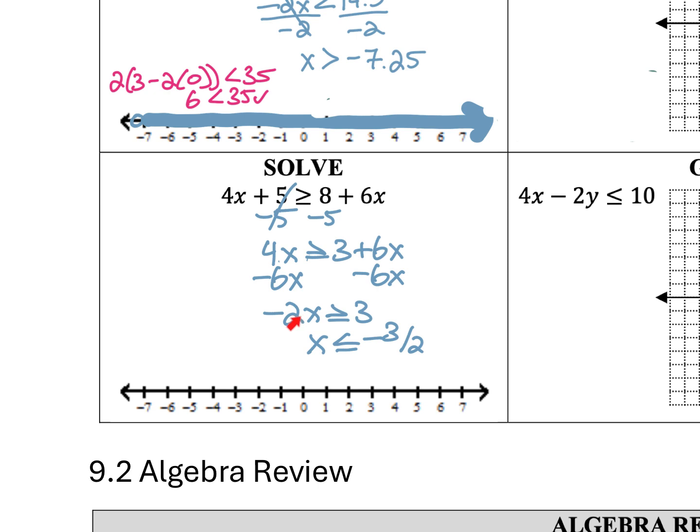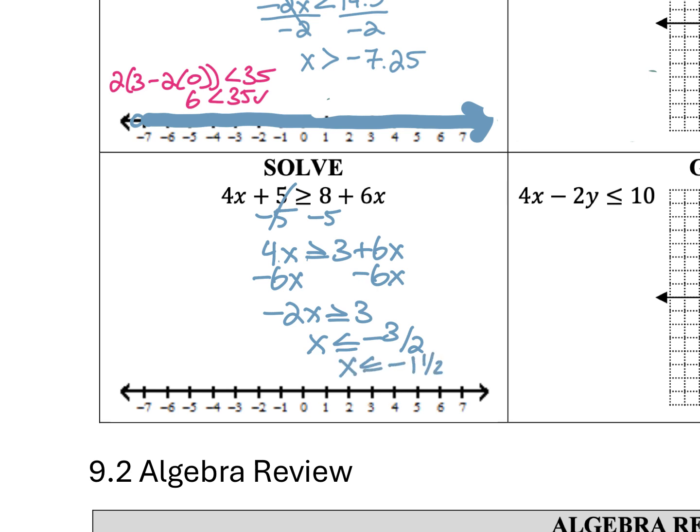You could have solved it a different way. As long as you got the same answer, you're fine. But either way, the way I solved it, I ended up getting a negative here, which is fine. I just need to remember that when I divide, I have to flip that sign there. All right, so it's talking about all the x's that include negative 3 over 2 and that are less than negative 3 over 2. So that's the same thing as x is less than or equal to negative 1.5.